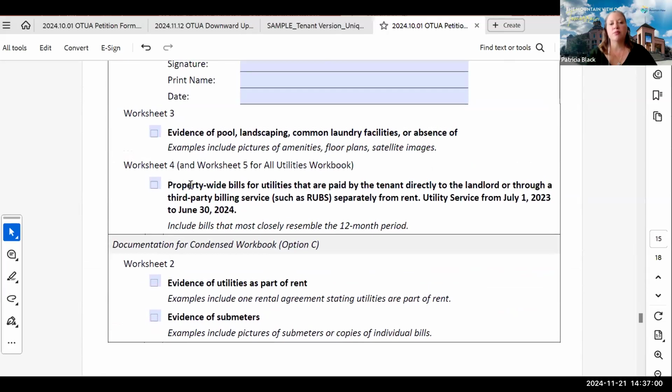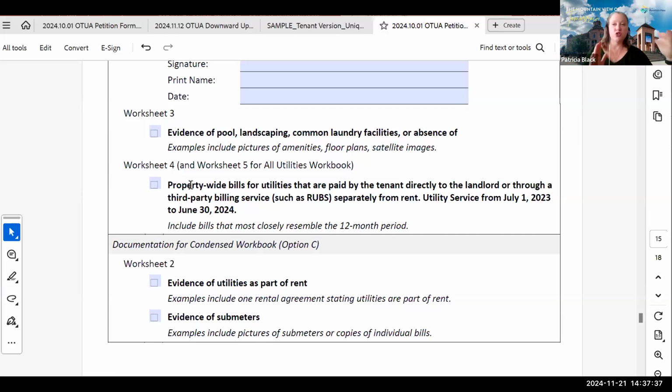And then you're also going to provide property-wide bills for utilities that are paid by the tenant directly to the landlord, or through a third-party billing service like RUBS, separately from rent. And you need to provide those bills from July 1st of 2023 through June 30th of 2024. And this is the time period that you need to include the bills for the services accrued during that time period and get as close to that 12-month period as possible. So we want to look at anything after July 1st.